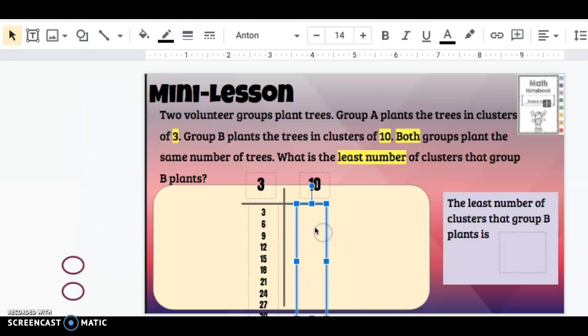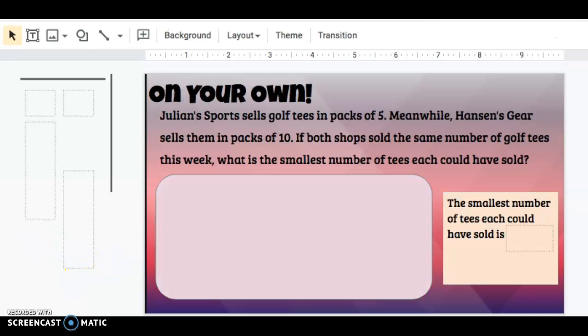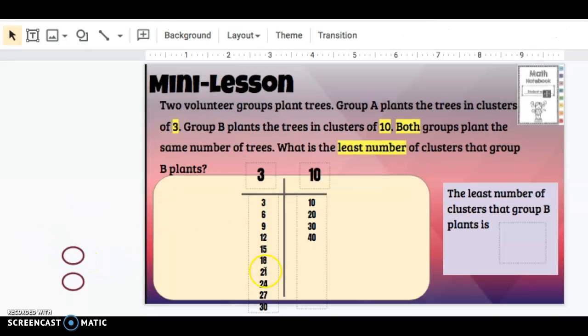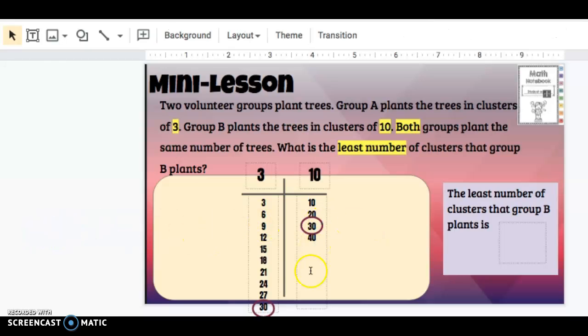I'm going to start with 10, 20, 30, 40. Oops, I went too far because I technically can stop. And the reason that I can stop is because I have a 30 in my 3 column and a 30 in my 10 column. That's the smallest number that they both have in common. So the least number of clusters that group B plants is 30.